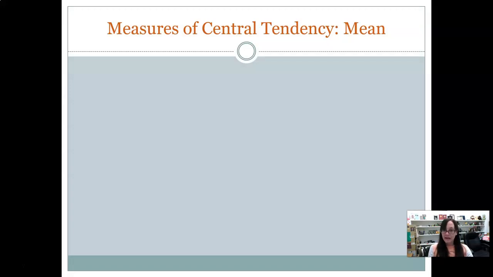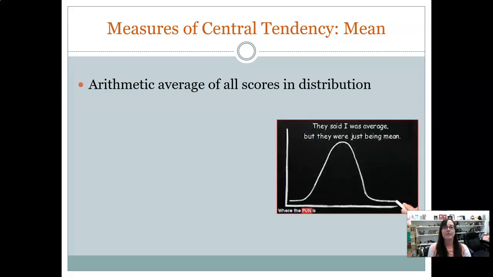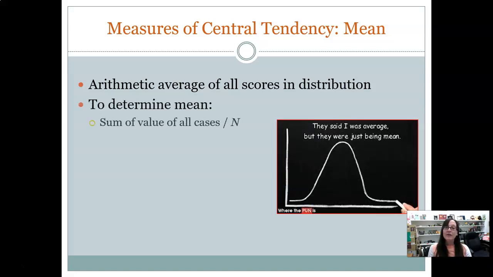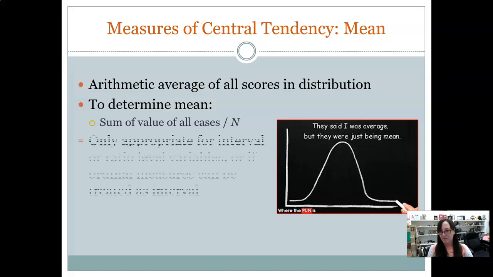Then we have the mean, which is probably what you think of when you hear average, although mean, median, and mode are all different types of averages. But mean is probably the one you've seen before. It's the arithmetic average of all the scores in a distribution. To determine the mean, you have probably done this lots of times before, whether or not you've thought of it as an equation, although equation is a stretch. You're adding up all the values of all the cases. So this has nothing to do with positions anymore. This is just the value of all the cases and then dividing by the number of cases that you have.